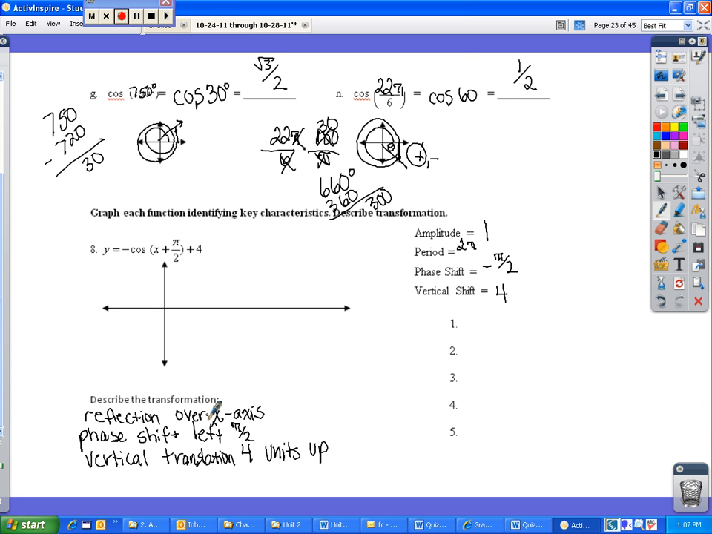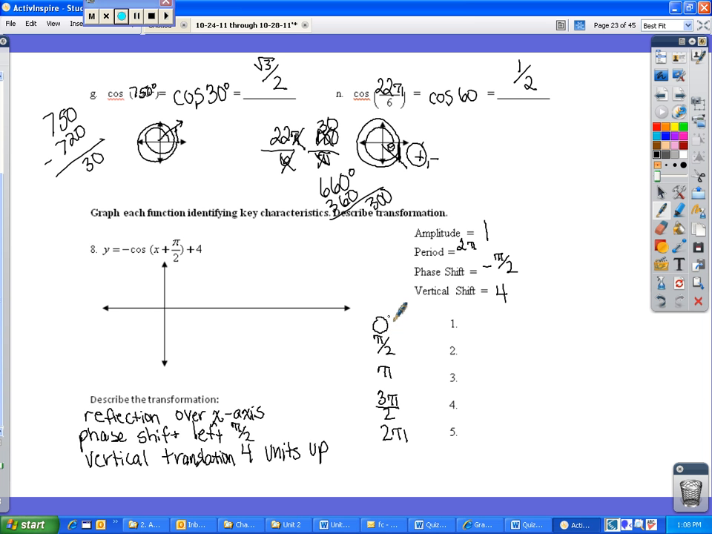Alright, so with that being said, your typical points that you usually use for the 1st, 2nd, 3rd, 4th, and 5th are going to be 0, pi over 2, pi, 3 pi over 2, and 2 pi. Okay, so those are your typical coordinates that you're going to use for the x values. However, in this case, we have no horizontal shrink or stretch, but we do have a phase shift that we have to apply to that x value.